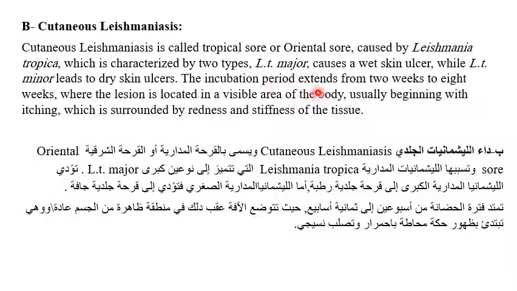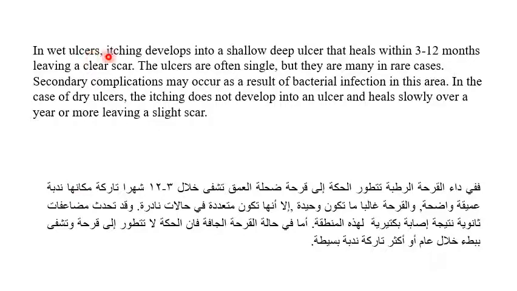The incubation period extends from 2 weeks to 8 weeks, where the lesion is located in a visible area of the body, usually beginning with itching, which is surrounded by redness and the stiffness of the tissue. With ulcers, itching develops into a shallow-deep ulcer that heals within 3 to 12 months, leaving a clear scar. The ulcers are often single, but there are many in rare cases.